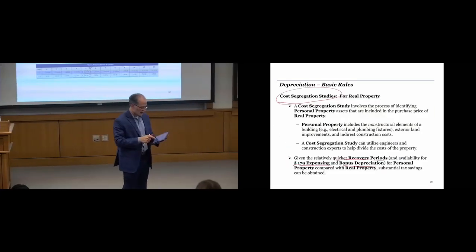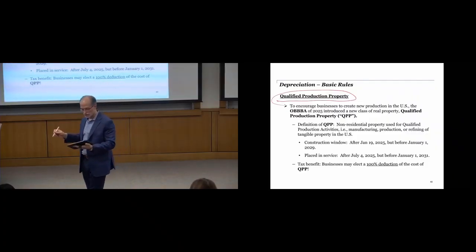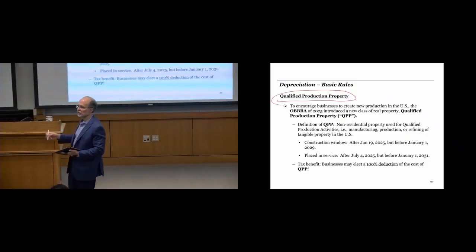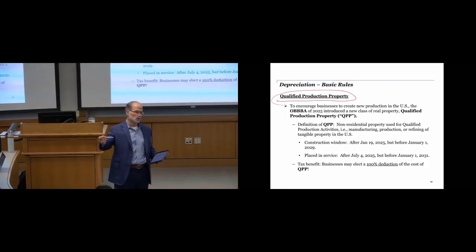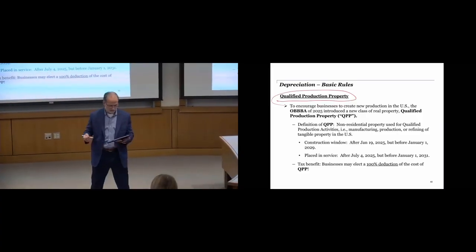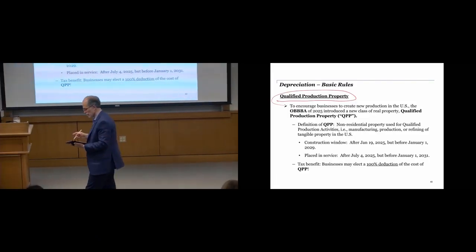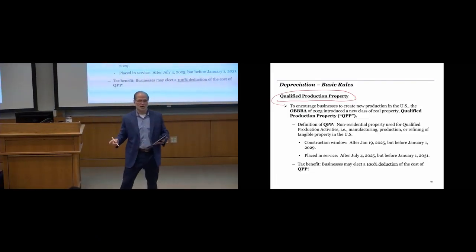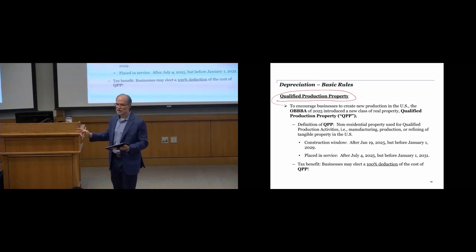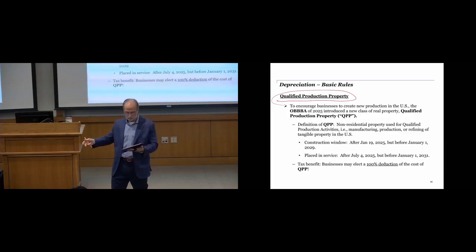What changed in the One Big Beautiful Bill Act? They created a category called qualified production property. Whenever the word qualified is in there, you know there's conditions. You have to be qualified to be able to avail of these rules. So the One Big Beautiful Bill Act of 25 introduced a new class of property. QPP is what people are calling it. Okay. The definition of QPP is non-residential real property used for qualified production activities, which is manufacturing, production, or refining of tangible property in the U.S.